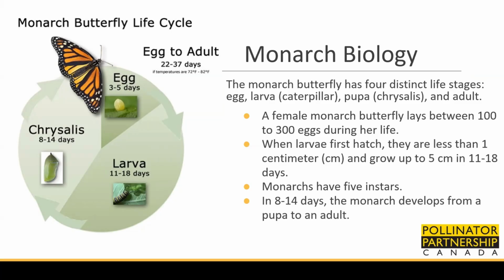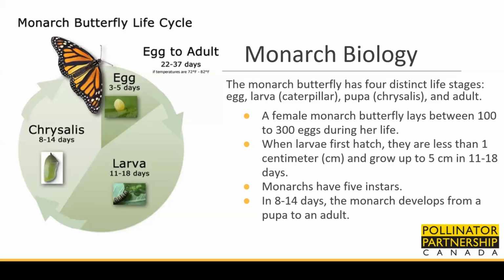A female monarch lays between 100 to 300 eggs during her life. The eggs hatch about 4 days after they are laid. When the larvae first hatch, they are very small, less than 1 centimeter, but will soon grow to be about 5 centimeters. Monarchs have 5 instars, which are growth stages. In these stages, the caterpillar molts or sheds its skin between each instar to accommodate a growing body.